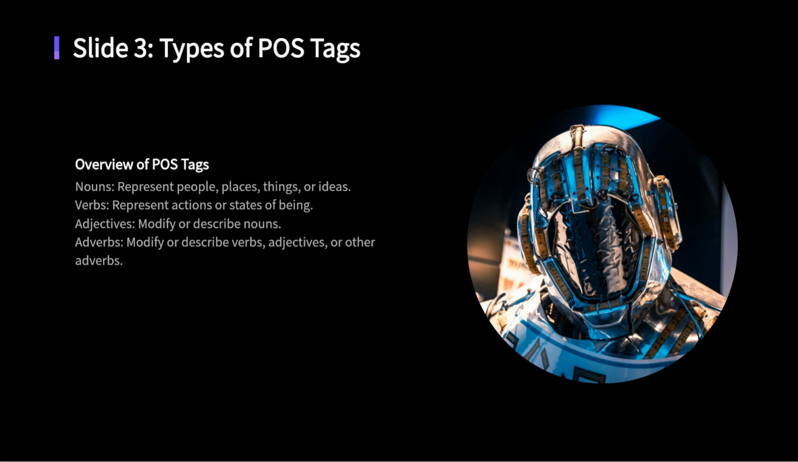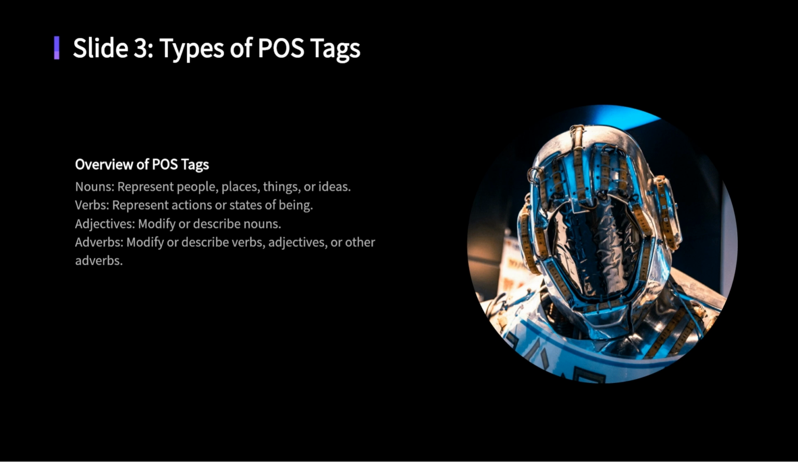Verbs, VB. These represent actions or states. Examples include run, eat, is, and seem. Verbs can also be conjugated into various tenses, e.g., ran, eating, eats. Adjectives, JJ. These modify or describe nouns. For instance, in the phrase, the big dog, big is an adjective.